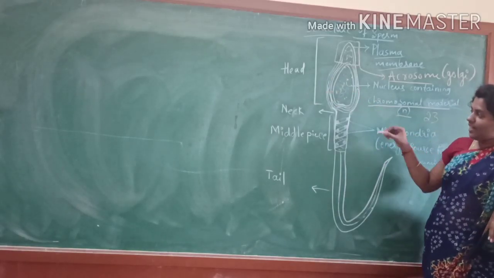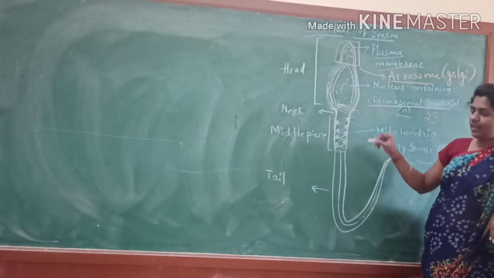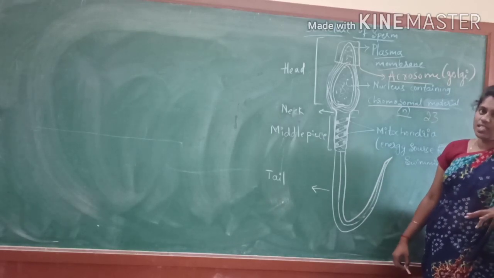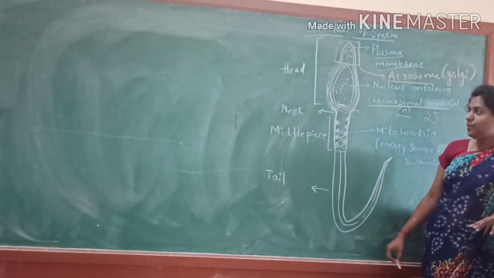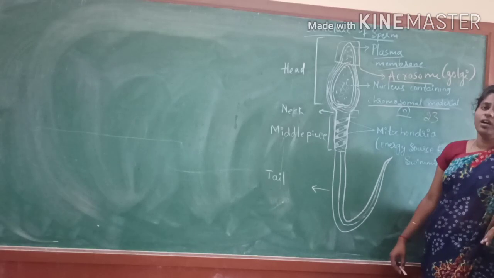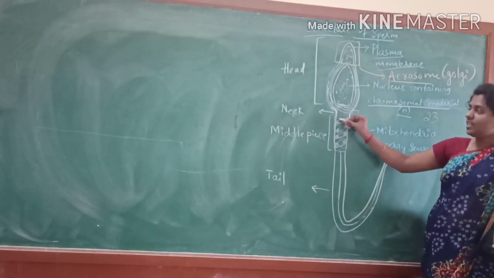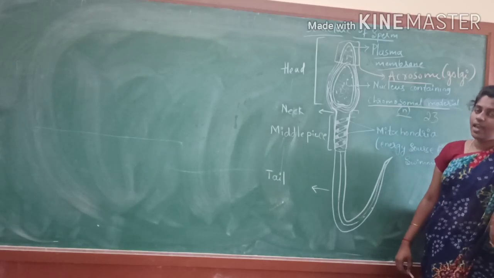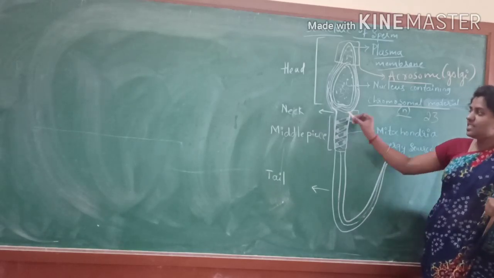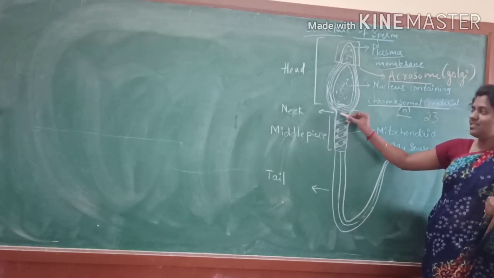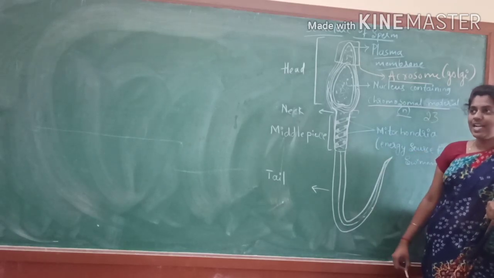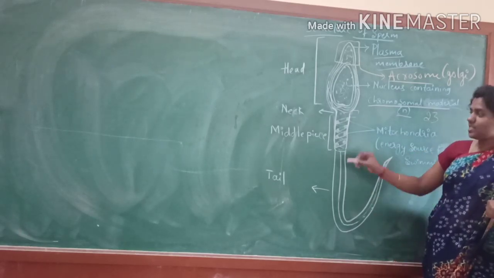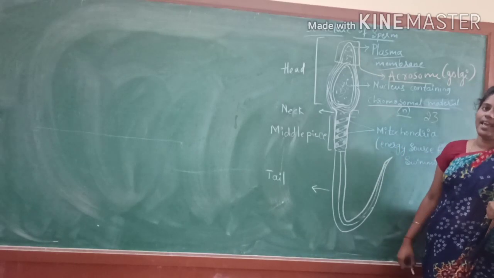After that comes the neck. The neck contains the axial and distal centrioles, which are connected between the head and the middle piece. The proximal centriole and distal centriole are present inside the neck.